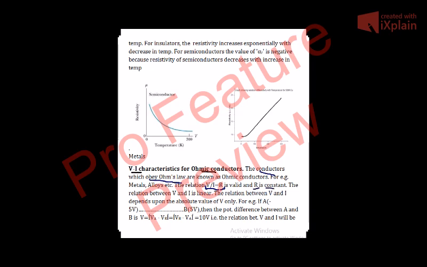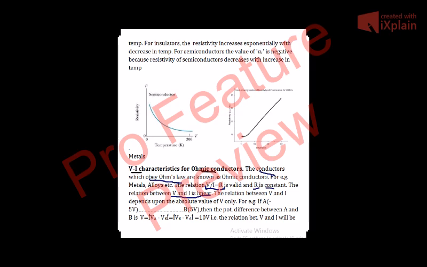What does it mean? It means that if the potential difference is increased, the current will adjust itself in such a way that V by I will always be constant. So R is constant in ohmic conductors. The relation between V and I is linear, which means when we draw a graph between V and I, we will get a straight line. The relation for which the graph is a straight line is called a linear relation.